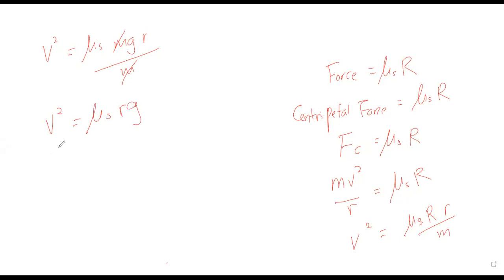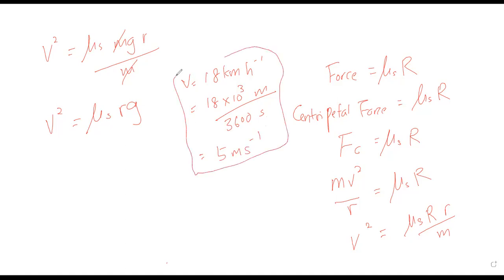So ladies and gentlemen, from here, the question says a mass moves with 18 kilometers per hour. So 18 kilometers per hour is the speed. Speed is equal to 18 times 10 to the power 3 meters over 1 hour, which is 3600 seconds. So 18 times 10 to the power 3 over 3600, we get 5 m/s. So now it moves with 5 m/s. We want to compare this with the maximum speed.